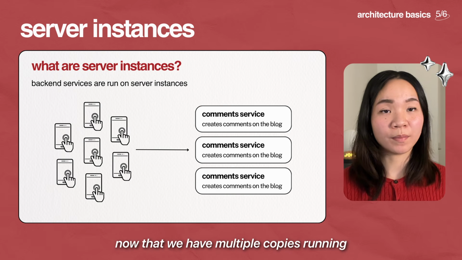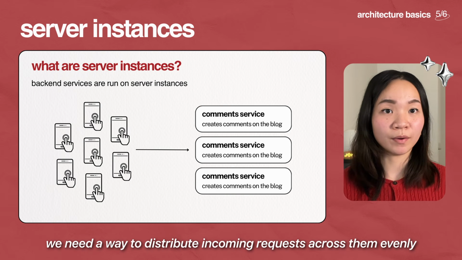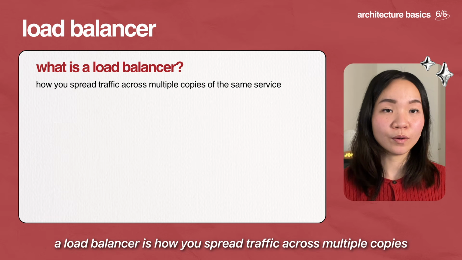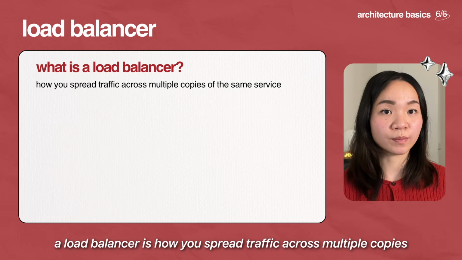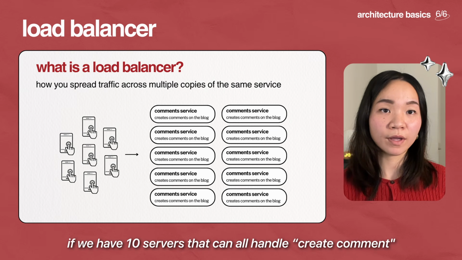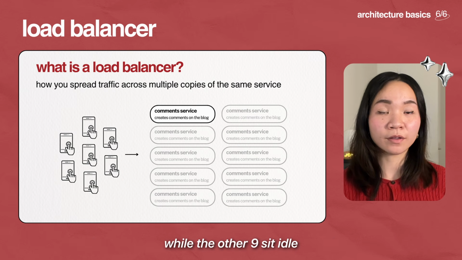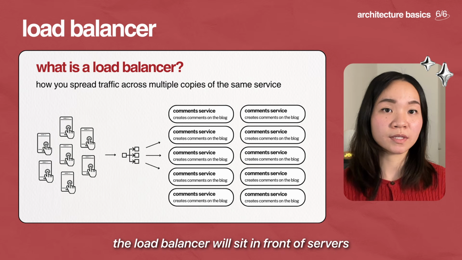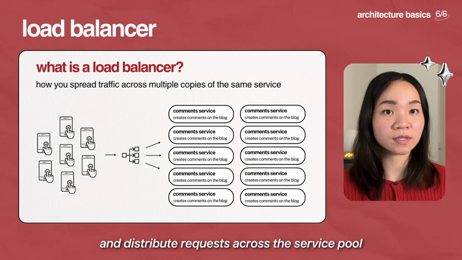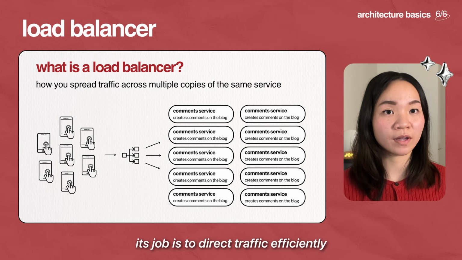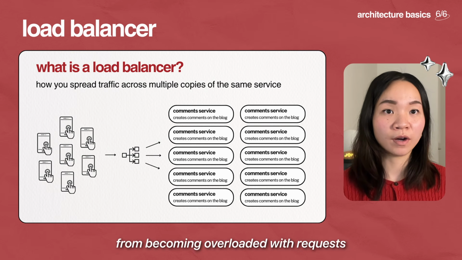Now that we have multiple copies running, we need a way to distribute incoming requests across them evenly, and that's where a load balancer comes in. A load balancer is how you spread traffic across multiple copies of the same service. If we have 10 servers that can all handle create comment, we don't want every request accidentally going to server number 1, while the other 9 sit idle. The load balancer will sit in front of servers and distribute requests across the service pool. Think of it like a traffic cop. Its job is to direct traffic efficiently and prevent any single server from becoming overloaded with requests.